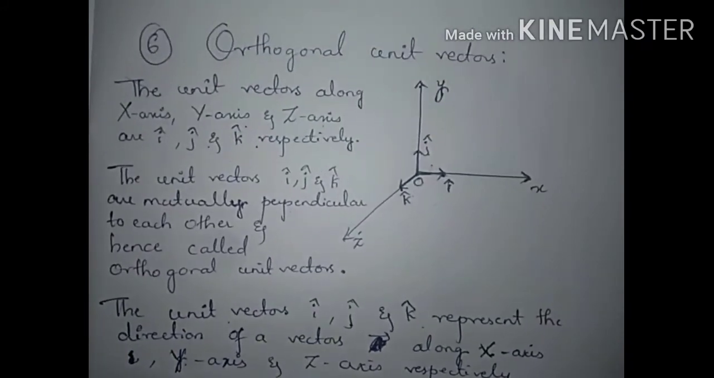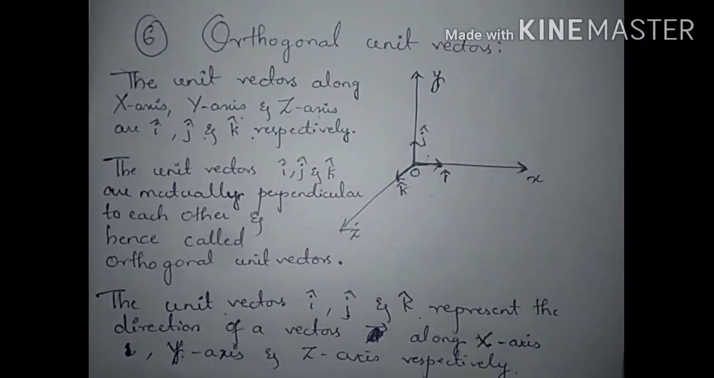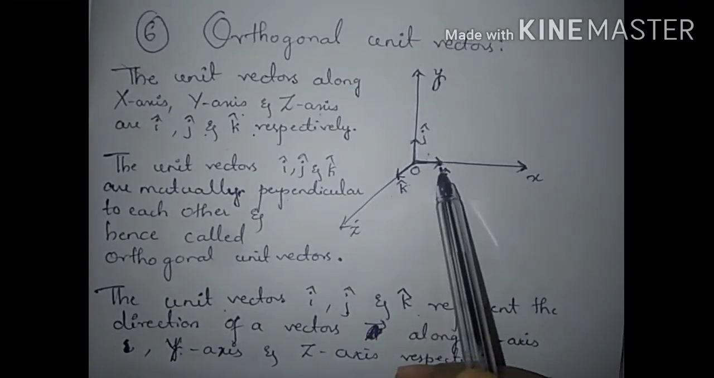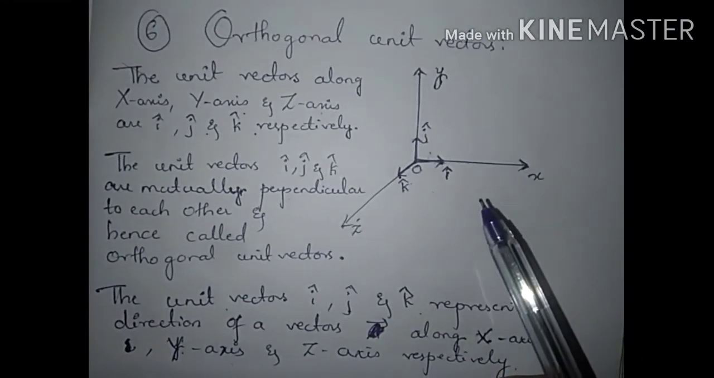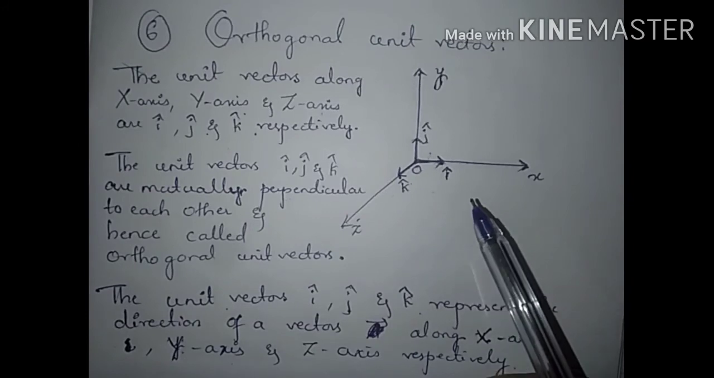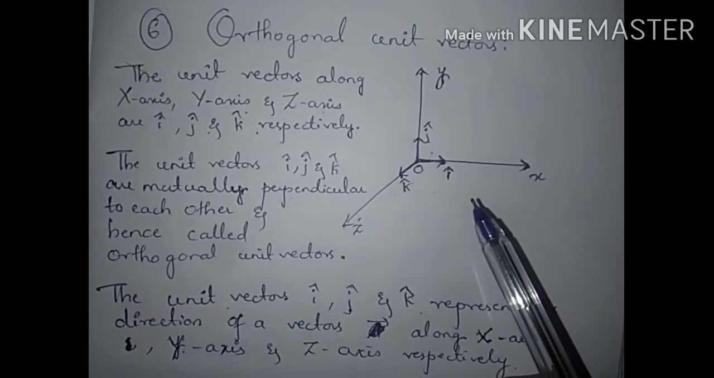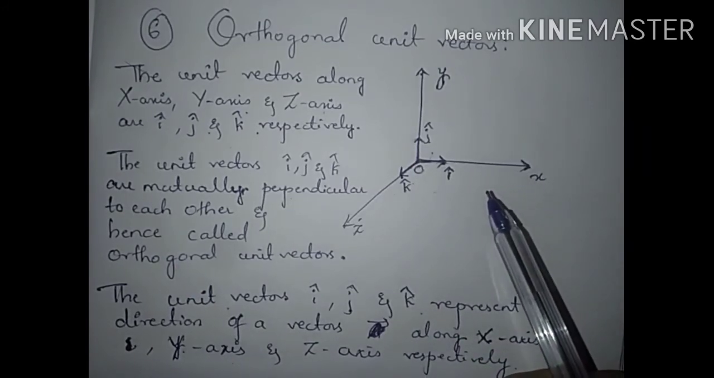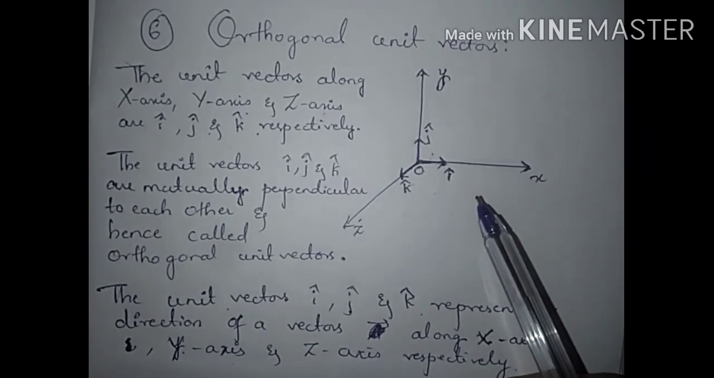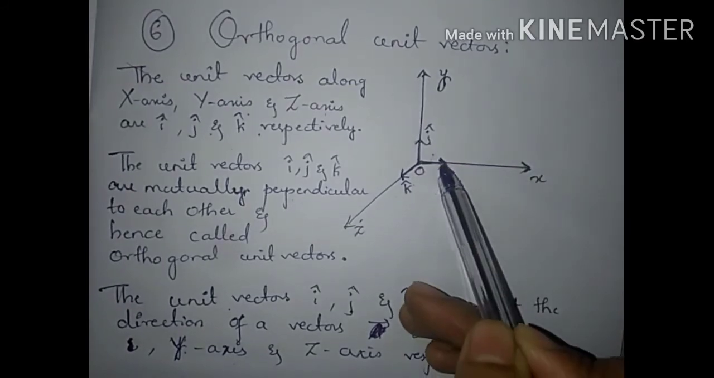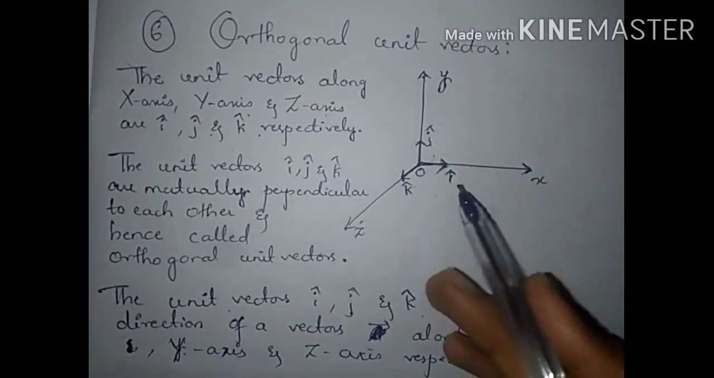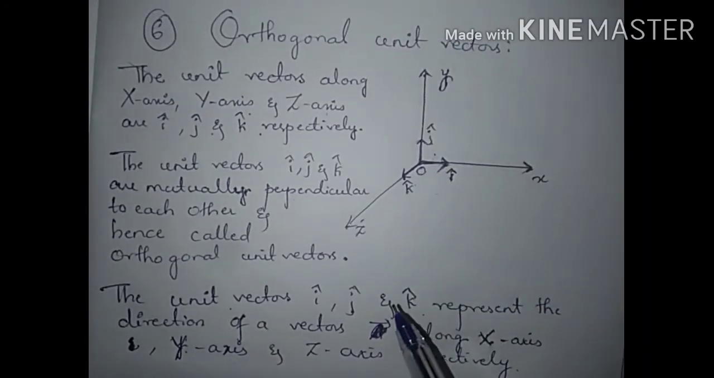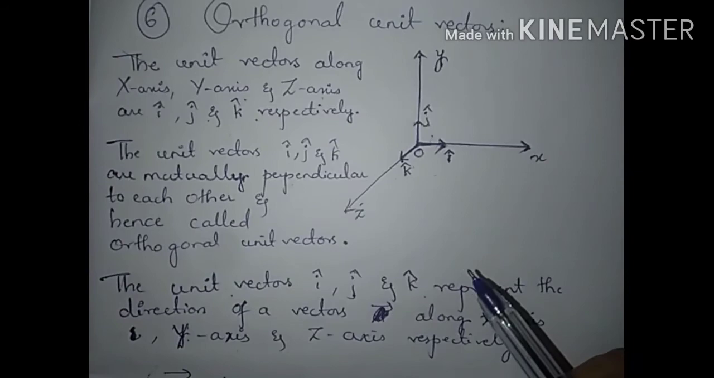So these are the orthogonal unit vectors. In orthogonal unit vectors you basically have three unit vectors which are mutually perpendicular to each other, and any vector along an axis can be written as the magnitude of that vector multiplied by the unit vector. These are i cap, j cap and k cap. All three vectors are unit vectors.